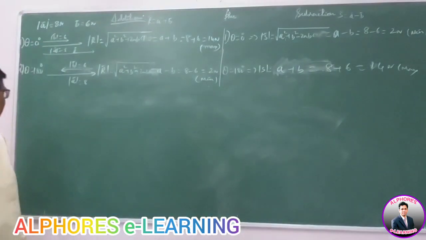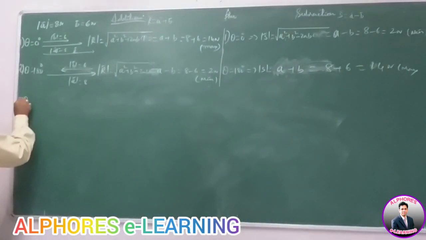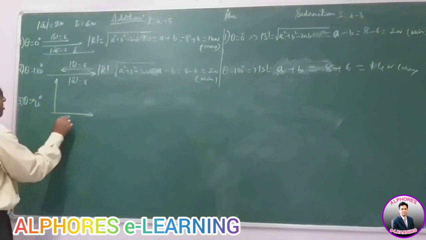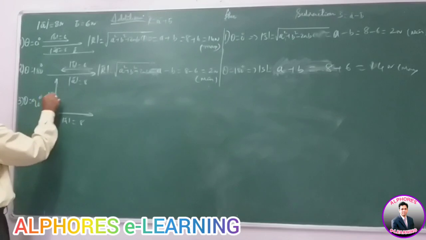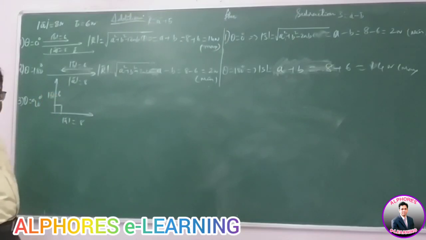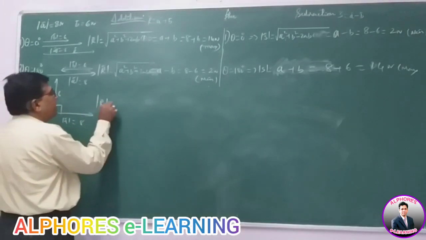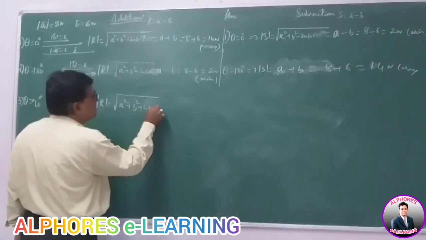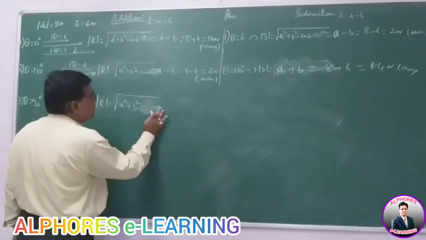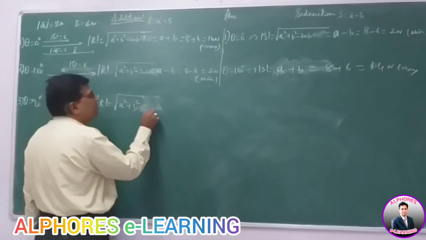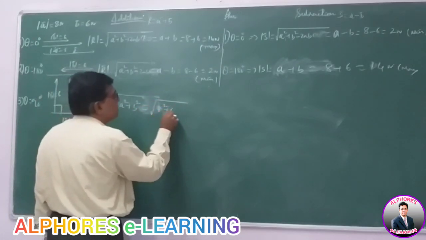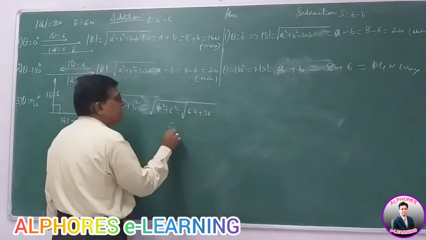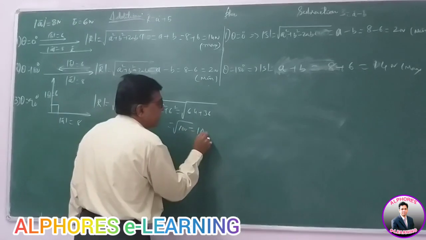Second case, case 3. Theta is 90 degrees. So A bar and B bar: mod A is 8, mod B is 6, angle 90. Then we know mod R is equal to root of A square plus B square plus 2AB cos 90. Cos 90 is 0, so it's root of A square plus B square. So it is under root of 8 square plus 6 square, under root of 64 plus 36, root 100. The answer is 10 Newton.